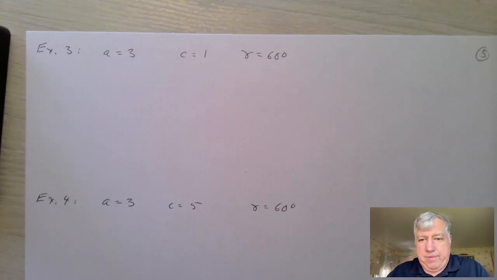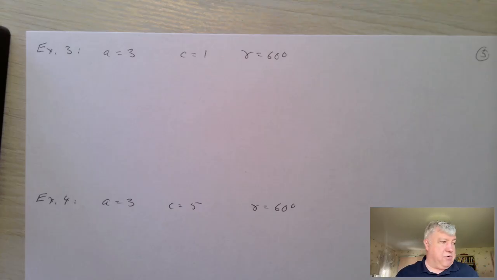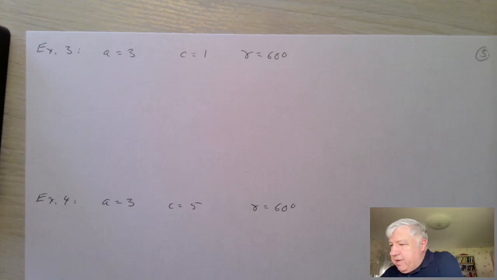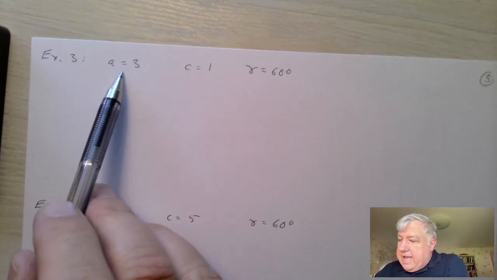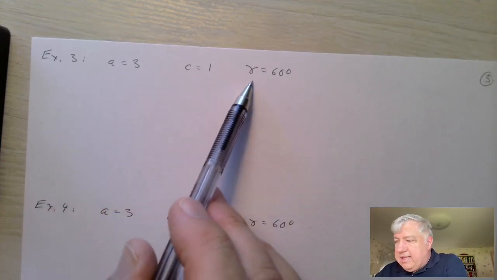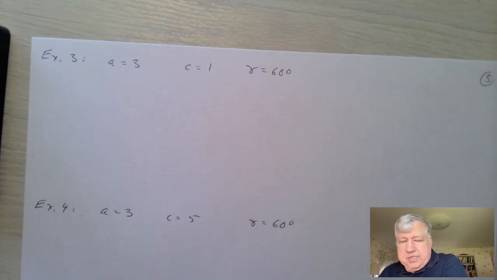Okay, welcome back everybody. So we're going to continue looking at examples of how to use the law of sines. And in these next few examples, instead of giving two angles and a side, you're given two sides and an angle. Okay, so the strategy, of course, is going to be a little bit different. For example 3 here, we have a is 3, c is 1, and gamma is 60 degrees.